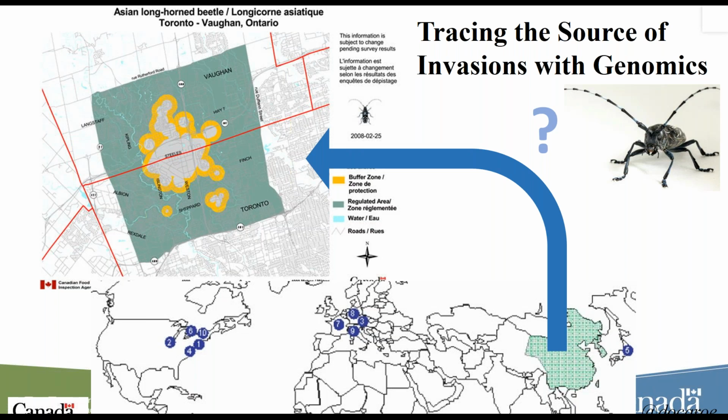And some of the work she's been doing is looking at the genomic signature of these populations and trying to figure out, when we get an invasion, can we say where it came from, right? And once we can say where it came from, we can look at what mitigation strategies we need to use to prevent those invasions from happening again.